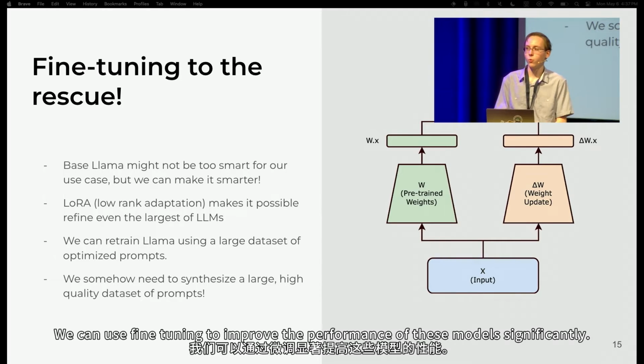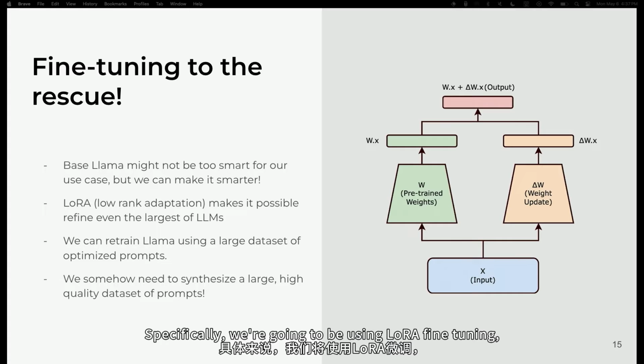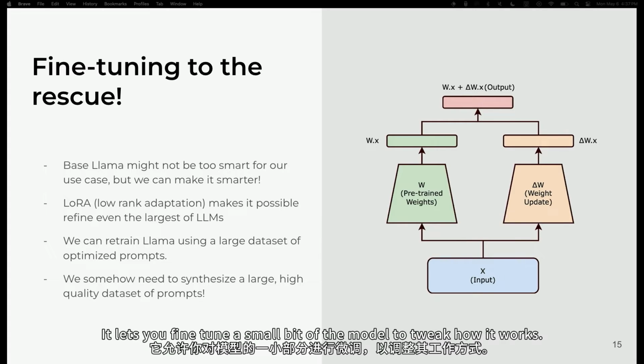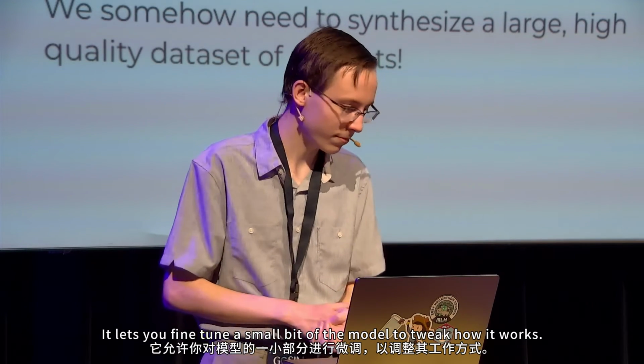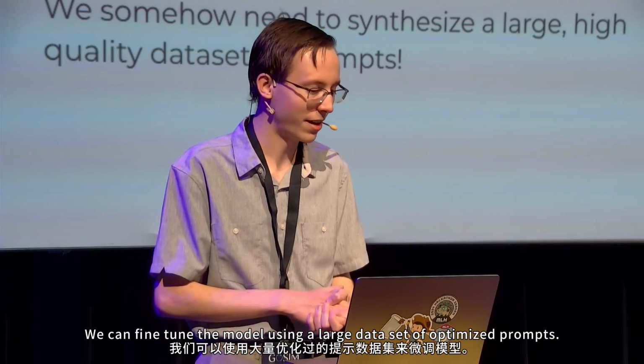But there's good news. We can use fine-tuning to improve the performance of these models significantly. Specifically, we're going to be using LoRA fine-tuning, which is low-rank adaptation. It lets you fine-tune a small bit of the model to tweak how it works. And we can fine-tune the model using a large data set of optimized prompts.